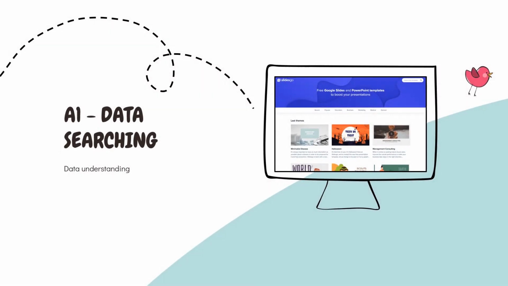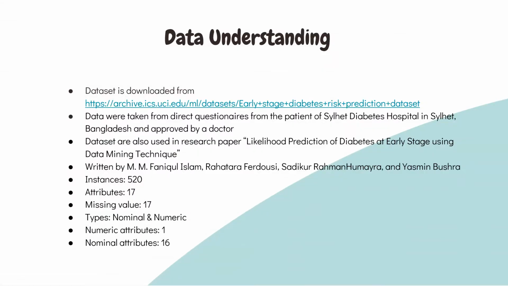Next, we will move on to the first part, which is A1 data searching. For the data understanding part, the dataset was taken and downloaded from the UCI Machine Learning Repository. Data were taken from direct questionnaires from the patients of Sylhet Diabetes Hospital in Sylhet, Bangladesh, and approved by a doctor. These datasets are also used in a research paper, which is likelihood prediction of diabetes at early stage using data mining technique. This research paper is written by M.M. Faniqul Islam, Rahatara Ferdousi, Sadikur Rahman, and Humaira Yasmin Bushra.